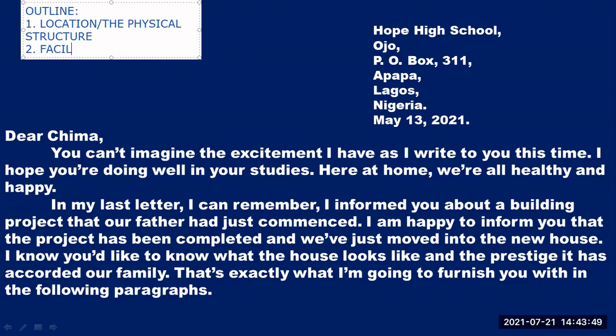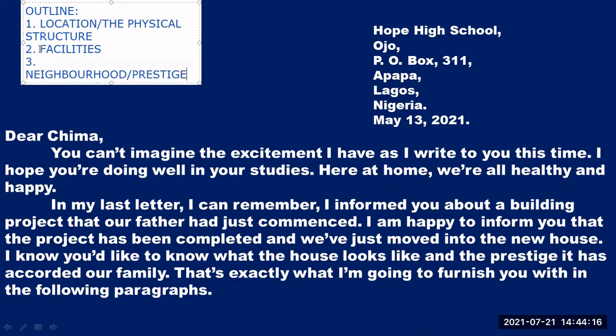Then we may talk about facilities. All right, facilities. Then we can talk about the neighborhood, and prestige. Well, let's just put it like that. You just put in something that will help you. Neighborhood and prestige. Well, so now it is important you discuss at least three main points.